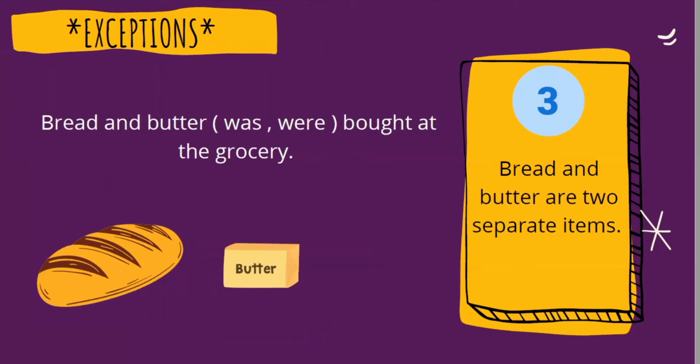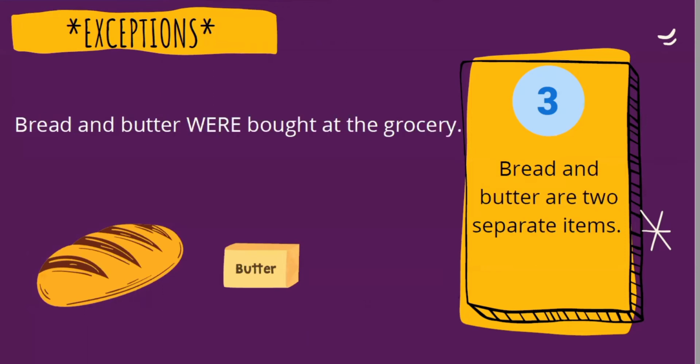Here we have a different instance. So let's read the sentence. Bread and butter was or were bought at the grocery. The answer is bread and butter were bought at the grocery.